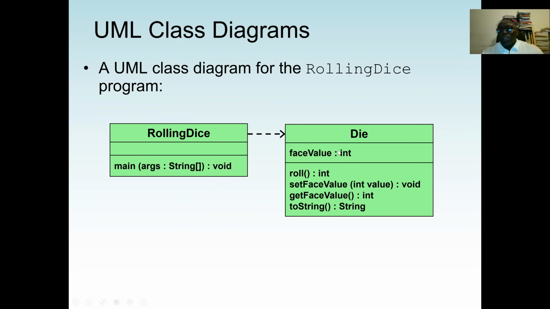So here we have the instance variable, then the methods. We have roll, return type is int. setFace, return type is void. getFace, return type is int. And we also have toString, return type is String. We can also have Die, the constructor, return type none. A constructor doesn't have void, nothing. Just Die, then open and close parentheses for the default. With a parameter, we can use an int value also.